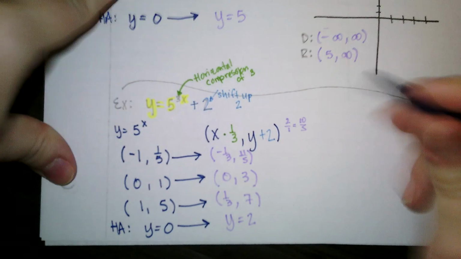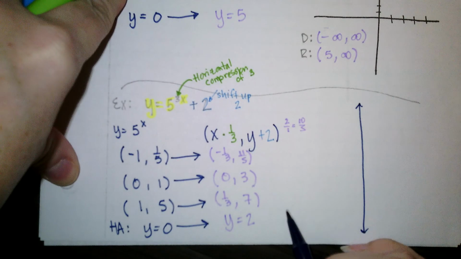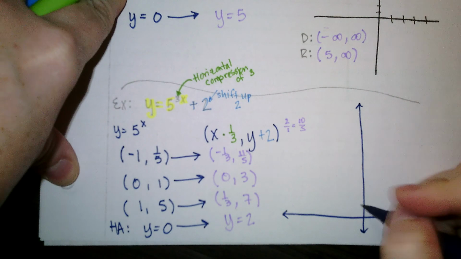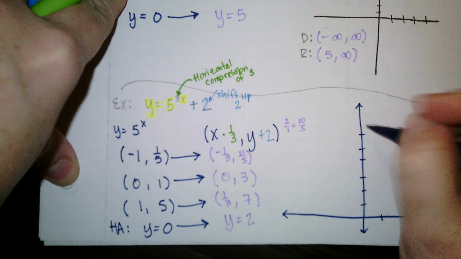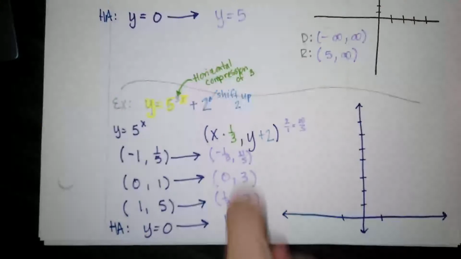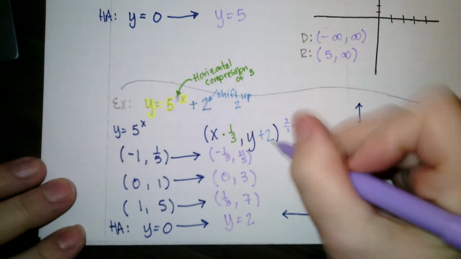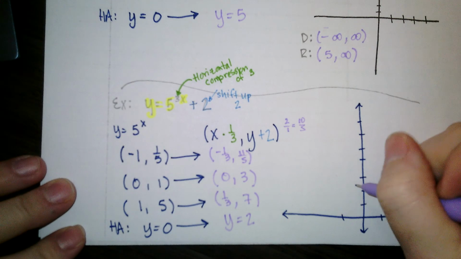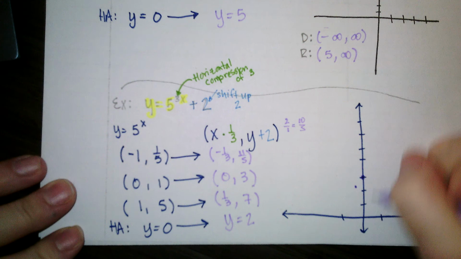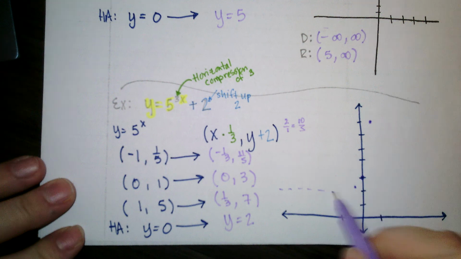My graph's not here. 2, 3, 4, 5, 6, 7. We don't need very many on the x-axis because we're only going from -1/3 to 1/3. So we got -1/3 and then 2 and 1/5. 0, 3, and then 1/3, 7. We have a horizontal asymptote at y equals 2.